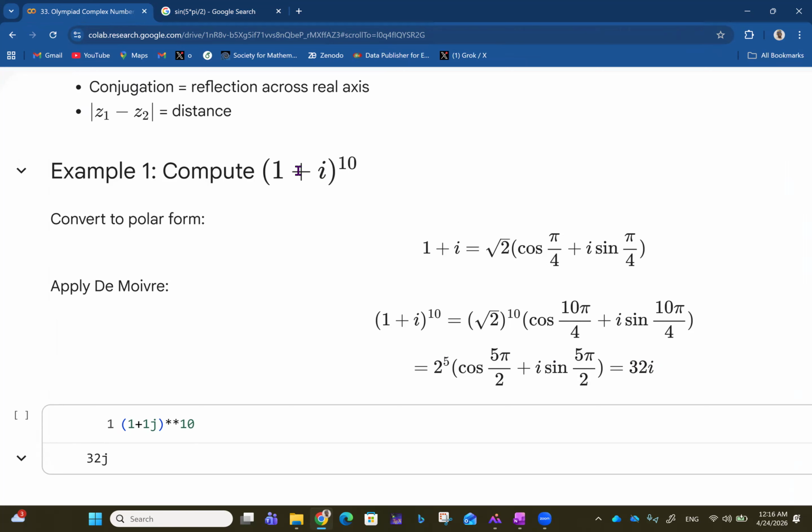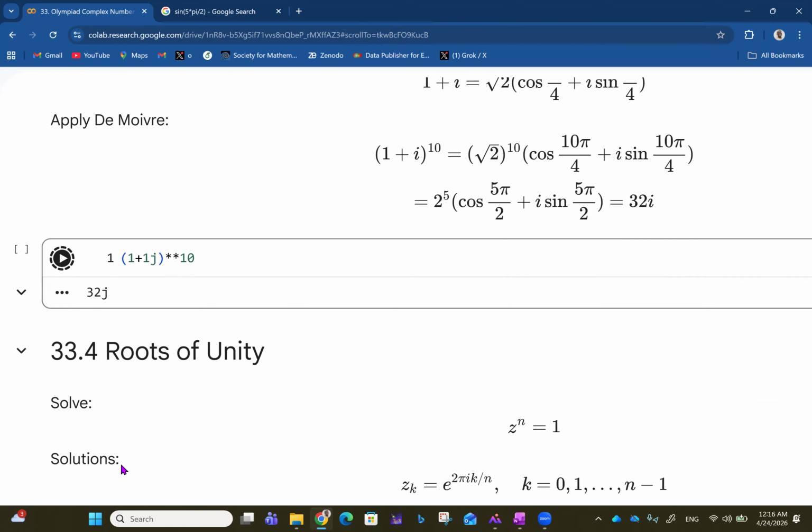Imagine if you had to do it algebraically, that's a lot of stress. You would have to do binomial expansion, and that's too much. To be sure that we are correct, you can just type (1 + 1j) raised to power 10, and it just gives us 32j straight up.